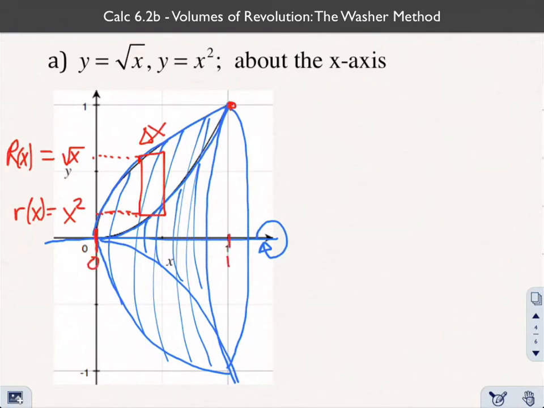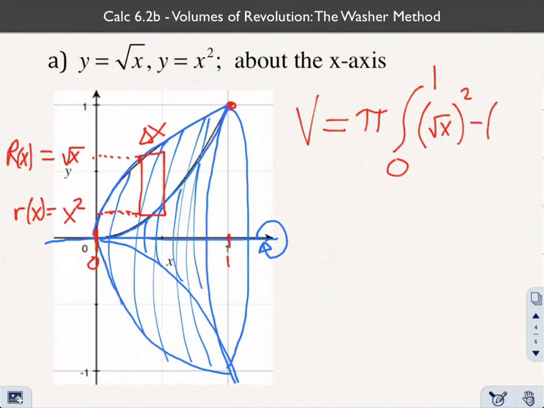So our volume is going to be pi times the definite integral from 0 to 1 of capital R of x squared, so square root of x squared, minus lowercase r of x, which is x squared, squared, and this is going to be dx.